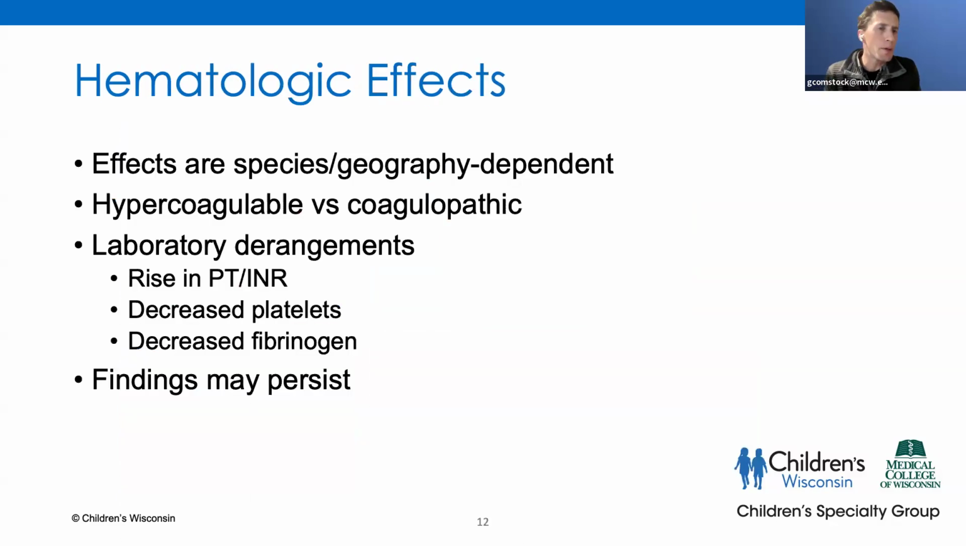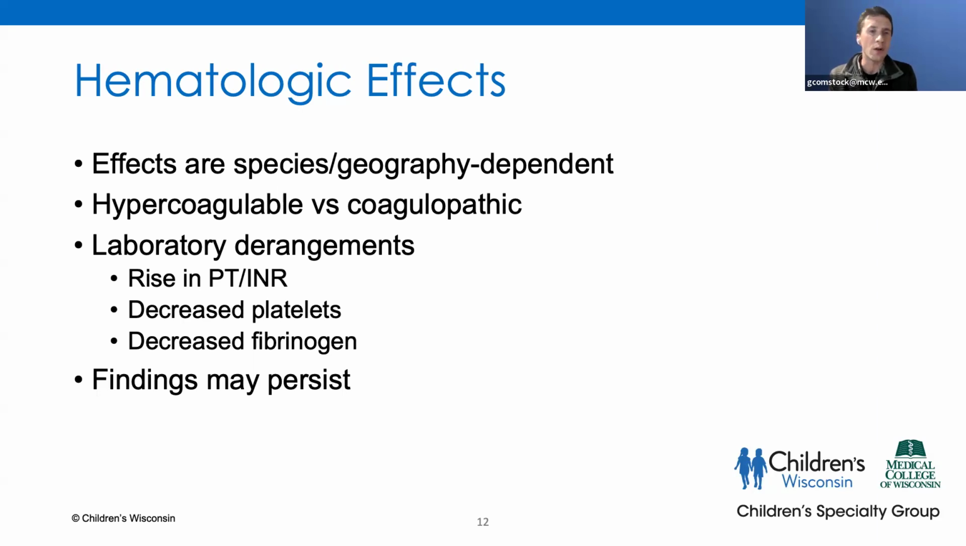The next is a bit more straightforward, which is these hematologic effects, and really they are species and geography dependent. In the United States, generally speaking, we are going to see coagulopathic as compared to hypercoagulable. But certainly you can see some features that are consistent with things like a consumptive coagulopathy, things like DIC, where you have those substantial drops in platelets, drops in fibrinogen. You've got clots forming somewhere, and that ultimately leaves you susceptible to being unable to clot when you need it.